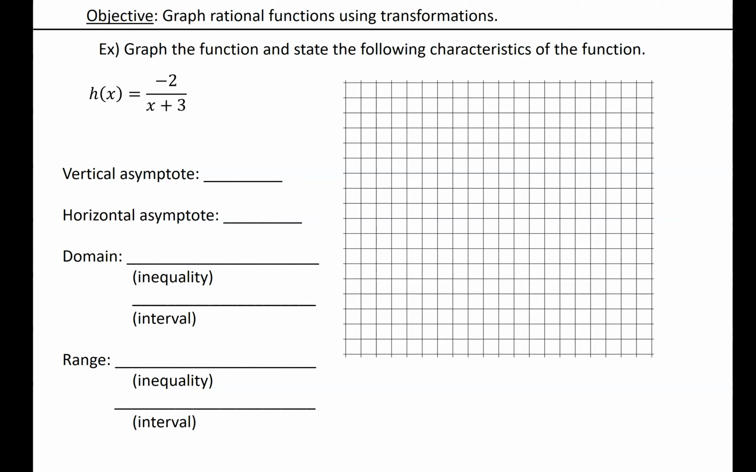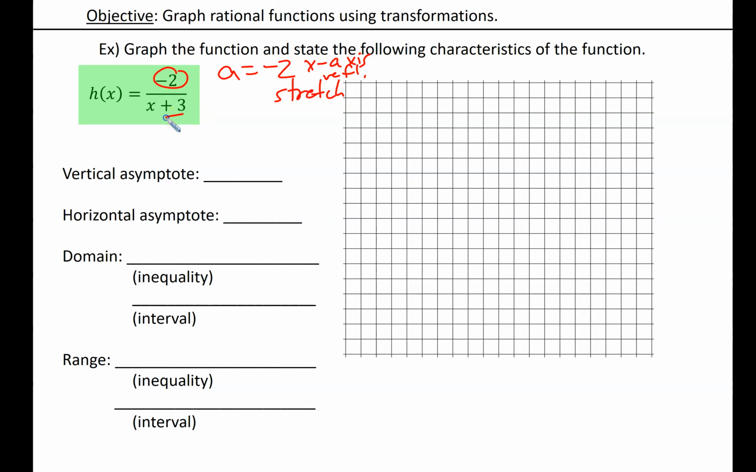So here we're looking at this function h of x. Again, as before, just kind of emphasizing but having some differences here in what's going on. We're going to determine our parameters first. So this -2 would be our a value. Because of that, we're going to get an x-axis reflection. And because the absolute value of -2 is 2, that's also going to give us a stretch with the factor of 2.